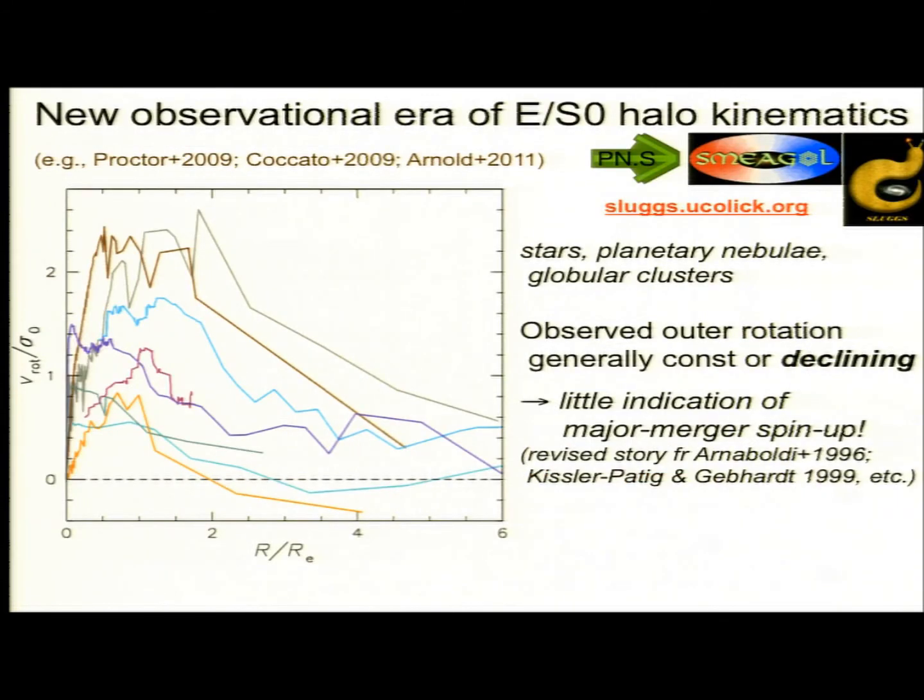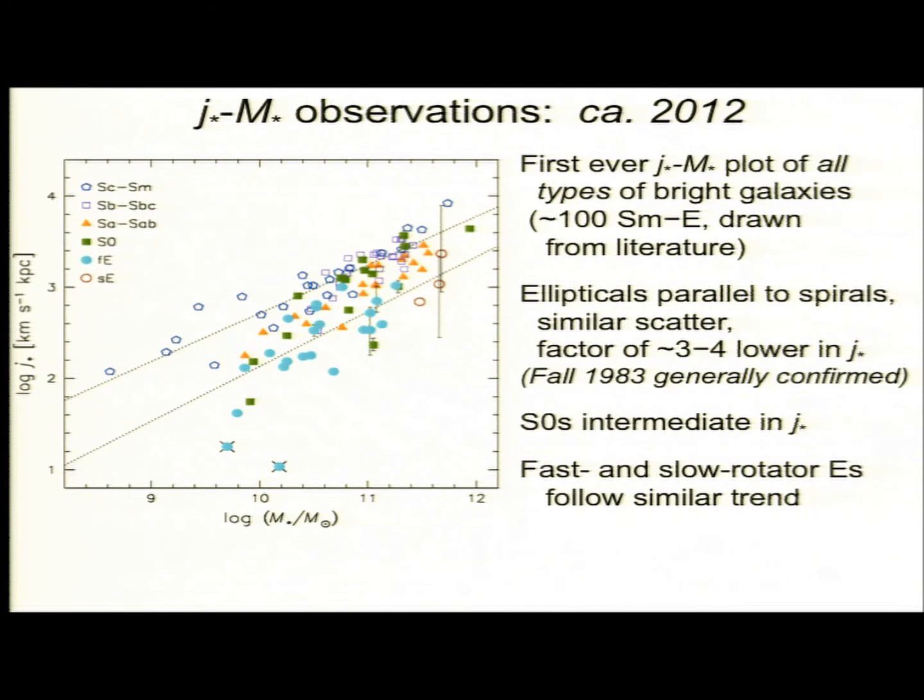And this is a summary plot of some modern data on ordinary elliptical and S0 galaxies with effective radius getting out to, say, roughly 5 effective radii, where we can start to really constrain the specific angular momentum. What you can see is they typically don't look like they're rising. In fact, if anything, they tend to be declining. The rotation is declining with radius. So there isn't some vast reservoir of hidden angular momentum in their outer regions.